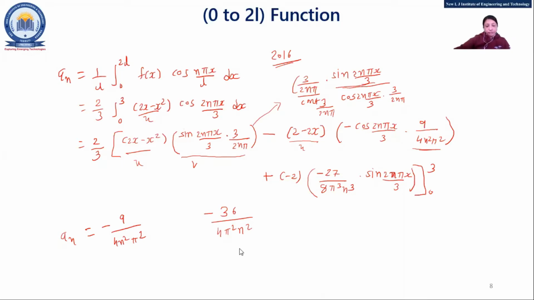Yeah, 36 by 4. So just simplify that, so that will be your answer. Right? 47 number, 36 by 4. 4 nines are 36, so minus 9 upon 4 pi square n square. So that is the correct one. This is your AN. Fine. Now BN.